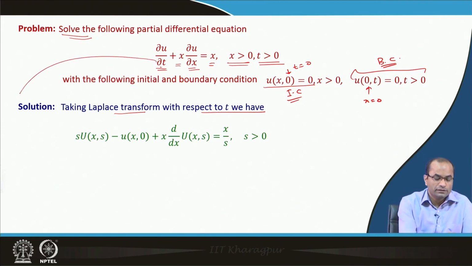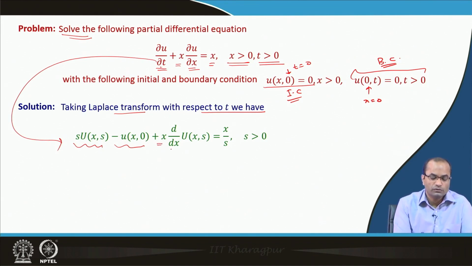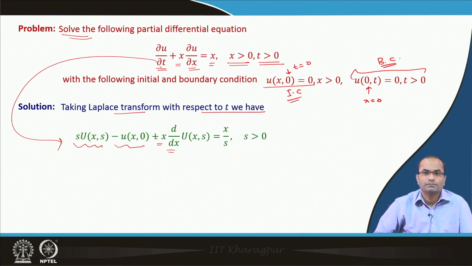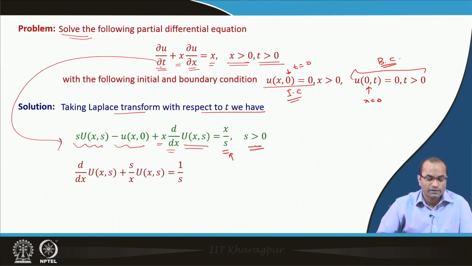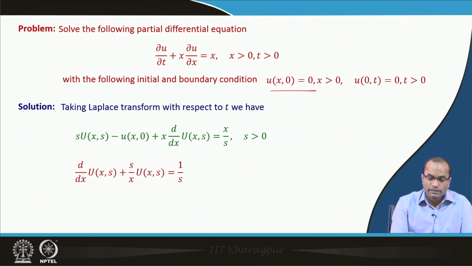We have here the derivative theorem: s U(x,s) minus u(x,0). The second term, x ∂u/∂x, will not be touched because we are taking the Laplace transform with respect to t, and u will be this transformed variable big U(x,s). On the right hand side we have x times the Laplace transform of 1, that is 1 over s. This is valid for s greater than 0. Now we can apply the initial condition, that is u(x,0) is 0.